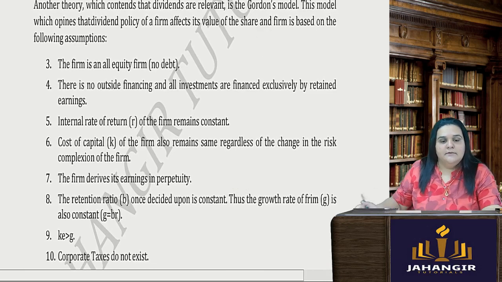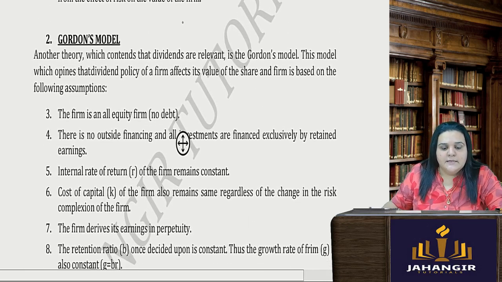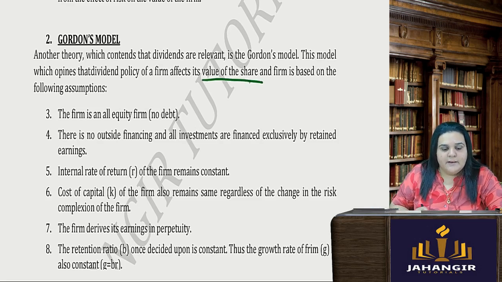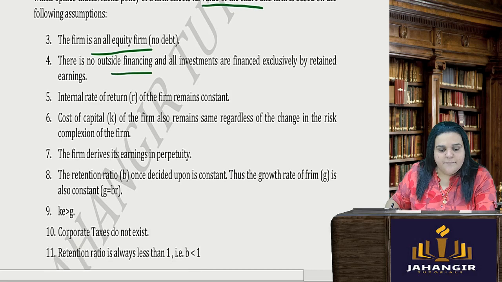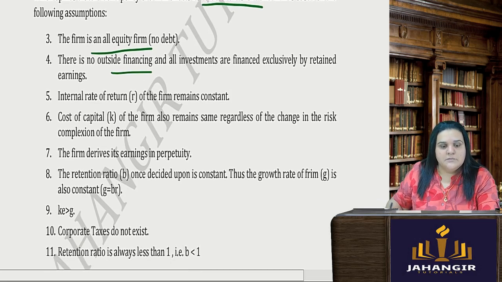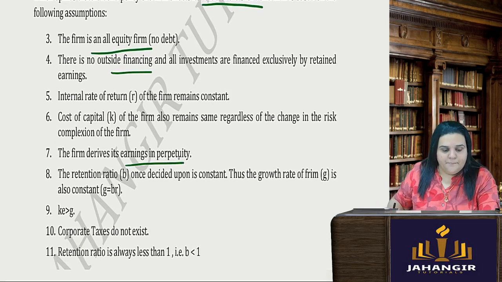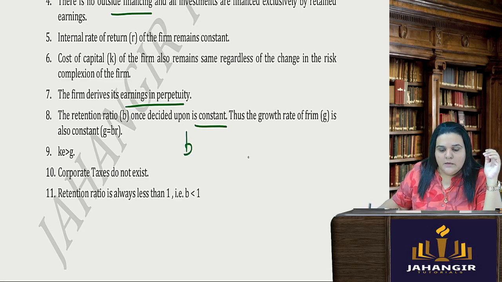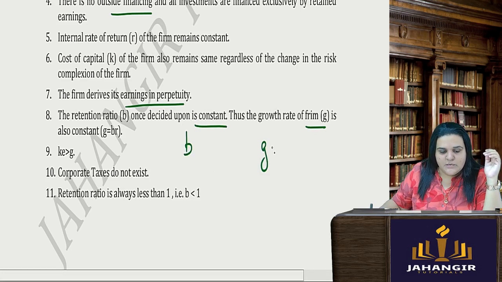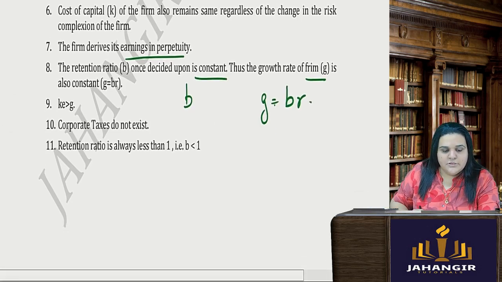Again, here there is another theory, Gordon's model, which says that dividends are relevant and they affect the price. It is on the same lines as Walter's model. They say that it will affect the value of the share and the value of the firm. So here the assumptions are: all equity, there is no debt at all. There is no outside financing, any new financing is with retained earnings. R remains constant, K remains constant. The firm derives its earnings in perpetuity. The retention ratio once decided upon is constant. So B is your retention ratio. The growth rate is also constant. So basically your g is equal to b times r.